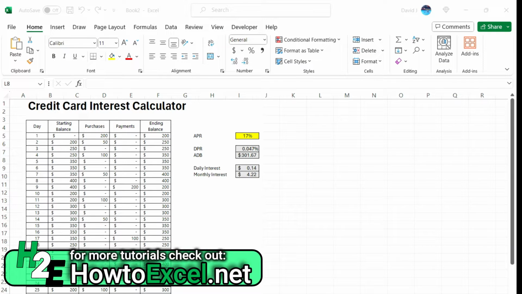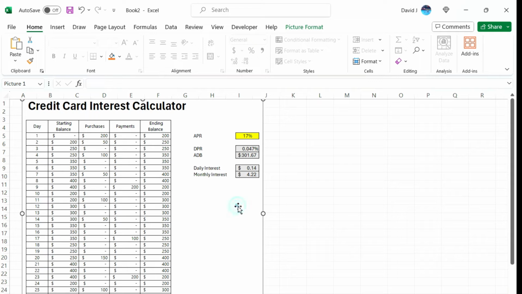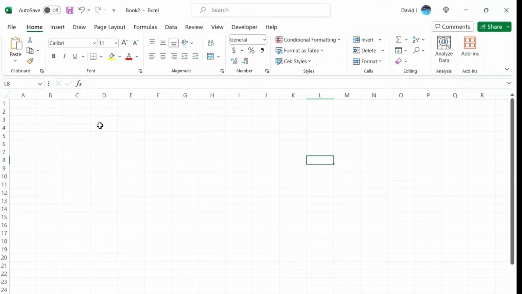Hey everybody, in today's video I'm going to go over how to calculate your monthly credit card interest. So I'm going to set up a template that looks like this, where we can track our balances, use the APR, calculate the daily rate, the daily interest, and the monthly interest as well. So I'm going to start from scratch here, delete that screenshot out.